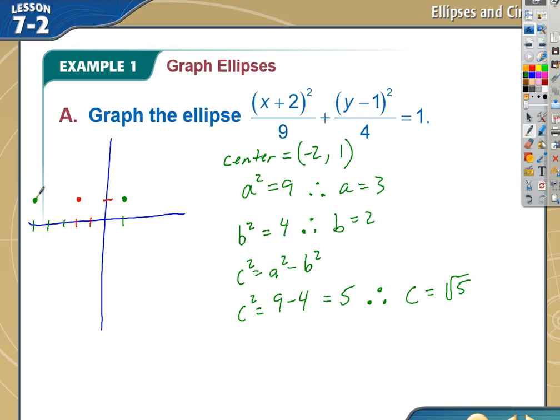And then now I want to do B, which gives me my minor one. There's 1. So up 1, up 2. There's that one. Down 1, down 2. There's that one. And there's my ellipse. And I can kind of make it.